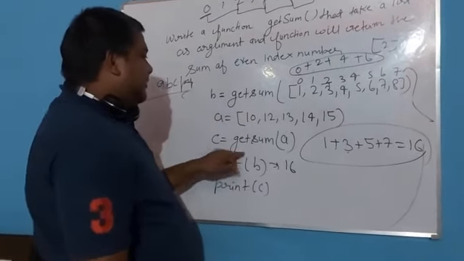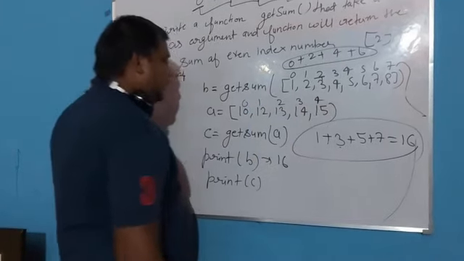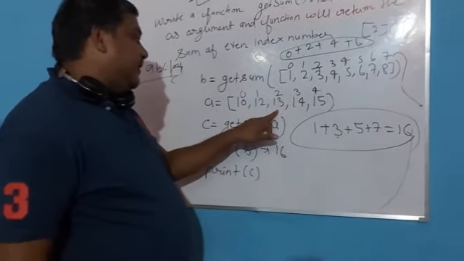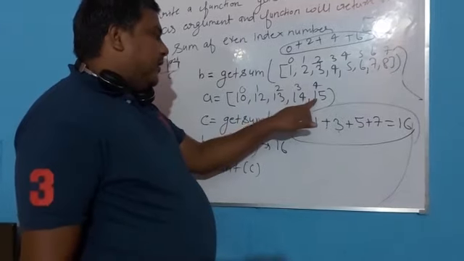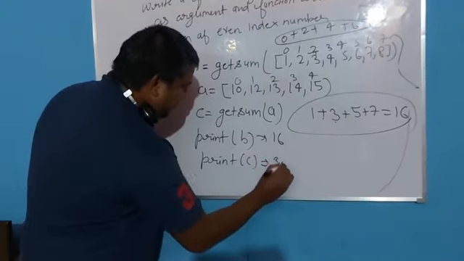And now for this one, the indexes are 0, 1, 2, 3, 4. So the output will be 10 plus 13, that is 23, and plus 15 it comes to 38. So here the output will be 38.